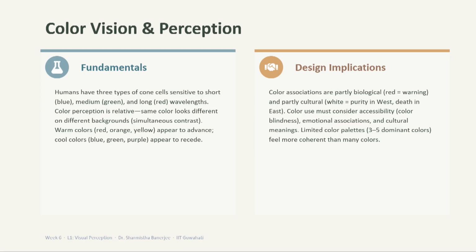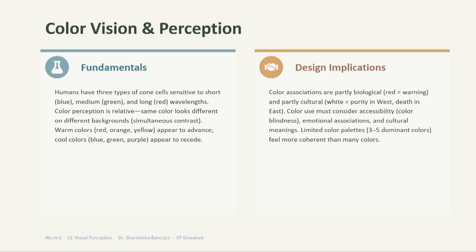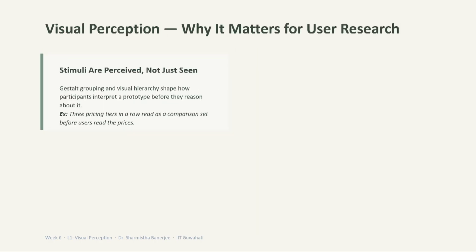The design implications of this. So the color associations are partly biological. So red is about warming up, and partly cultural, white about purity in the West, death in the East. So color use must consider accessibility, the color blindness aspect of it, the emotional associations and the cultural meanings that the color holds for where I am putting that design. Try to have a limited color palette, like 3 to 5 dominant colors, because they make the whole interface feel more coherent than too many colors.